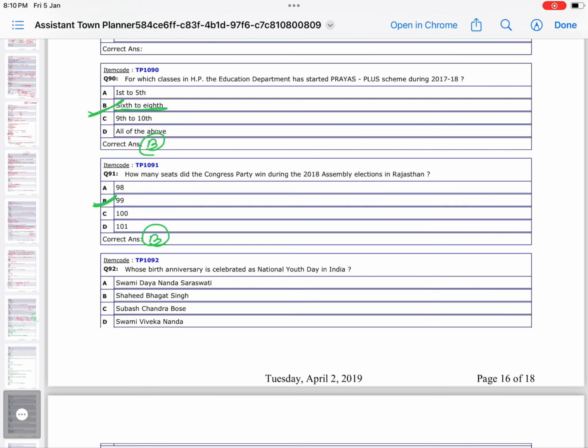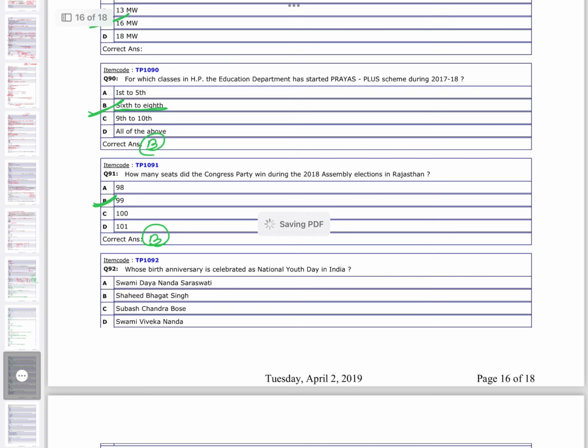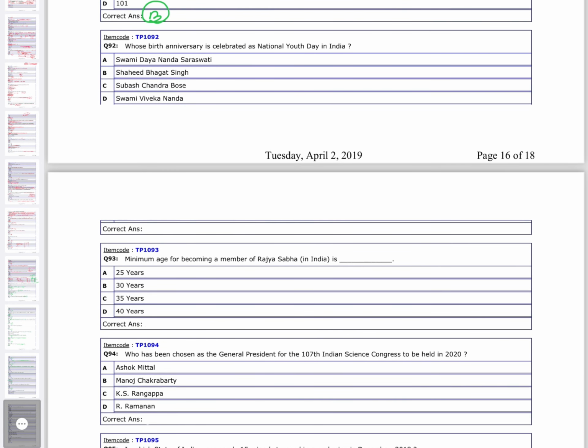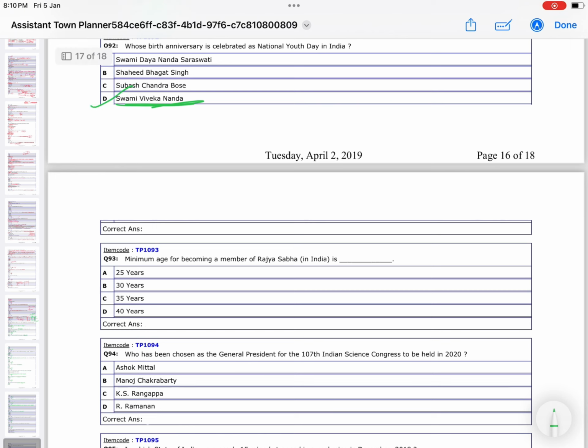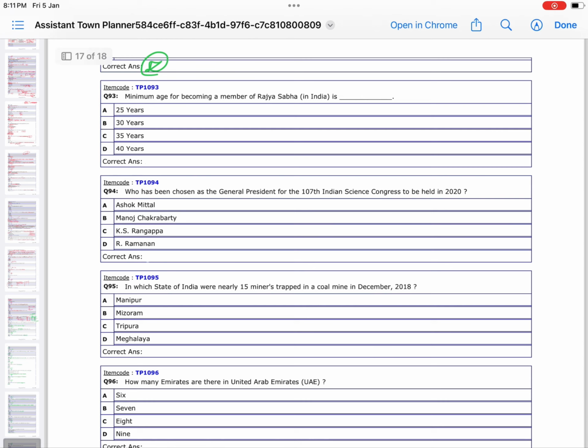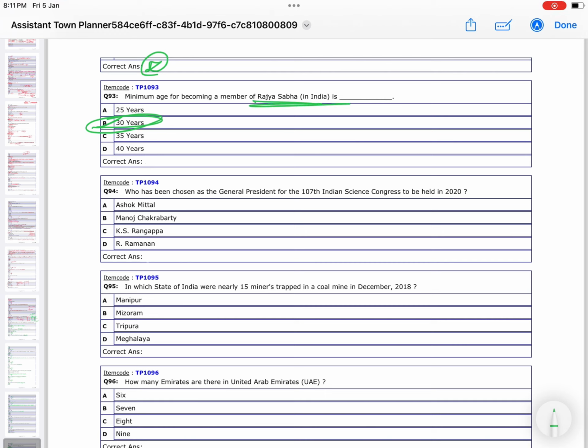Coming on to the question number 92. Whose birth anniversary is celebrated as National Youth Day? I think you should know this, and the answer for this is Swami Vivekananda. It's D. The correct option is the D one. Coming on to the question number 93. Minimum age for becoming a member of Rajya Sabha in India is 30 years. So if you are 30 years, you have attained the minimum age for becoming a member of Rajya Sabha in India.